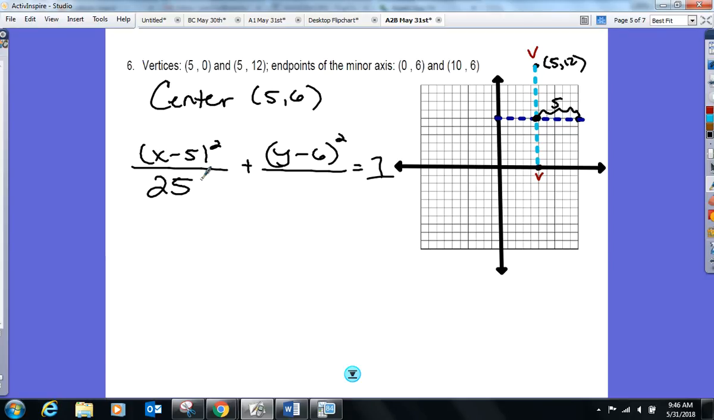And now let's do the same thing along the y-axis. Count the number of units. 1, 2, 3, 4, 5, 6. So what am I going to put under the y's? 36.